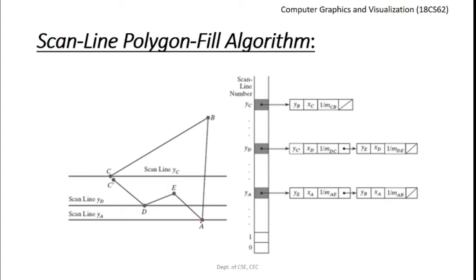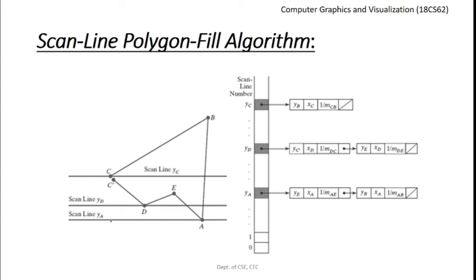Now every entry in the active edge list will contain three values. What are those three values? The first value will be the highest y coordinate for a given edge. If I consider the edge EA, the highest y coordinate will be YE, the y coordinate at this particular vertex, right? So we first store the highest y coordinate value for a given edge, followed by the x coordinate value at the point of intersection, and then the inverse of the slope of this particular edge. That is what we are going to store in the active edge list.